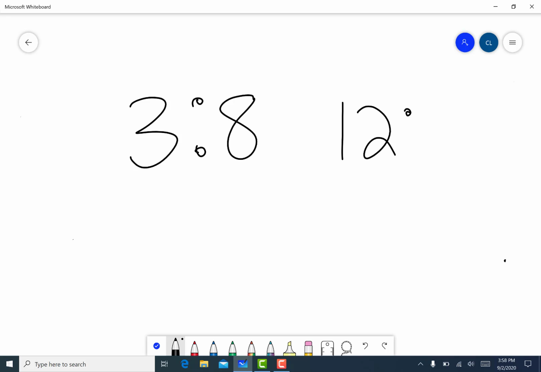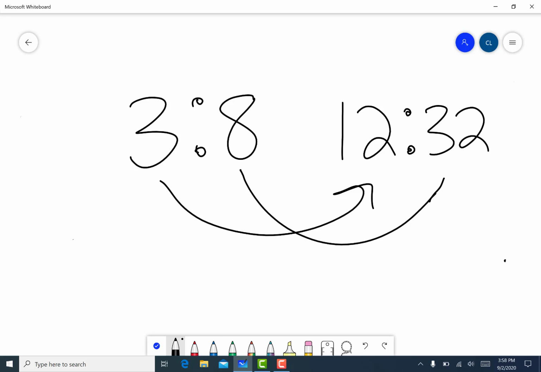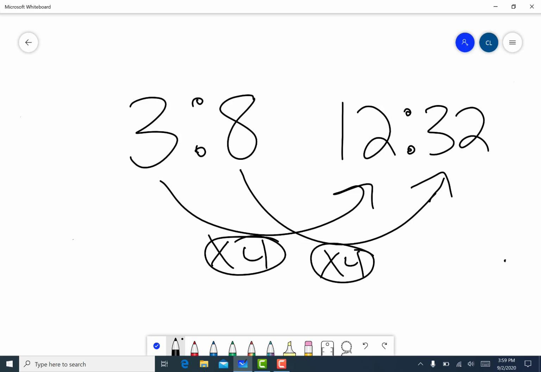All right, so think about what you would multiply 3 by to get to 12, and what you multiply 8 by to get to 32. Give you a second to think about that. All right, so you multiply 3 times 4 to get to 12, and you also multiply 8 times 4 to get to 32, and that's how they are equivalent. So just answer B using your own words about how to use the description of equivalent ratios to support the answer that you got for part A or number 1.